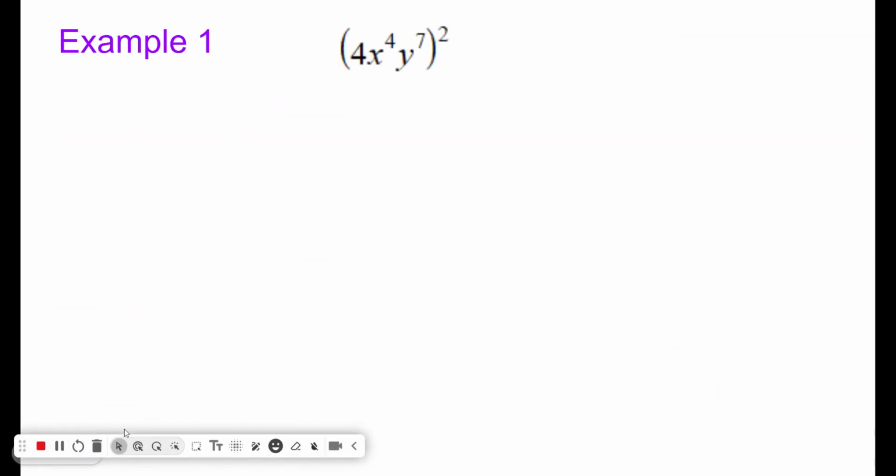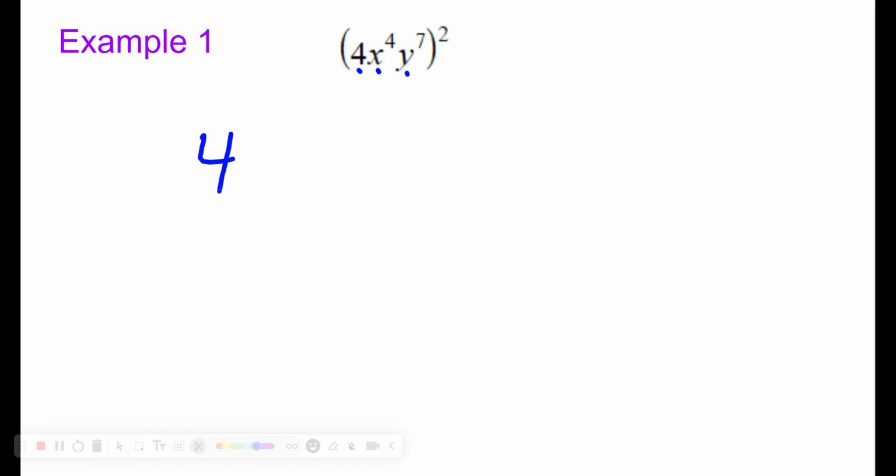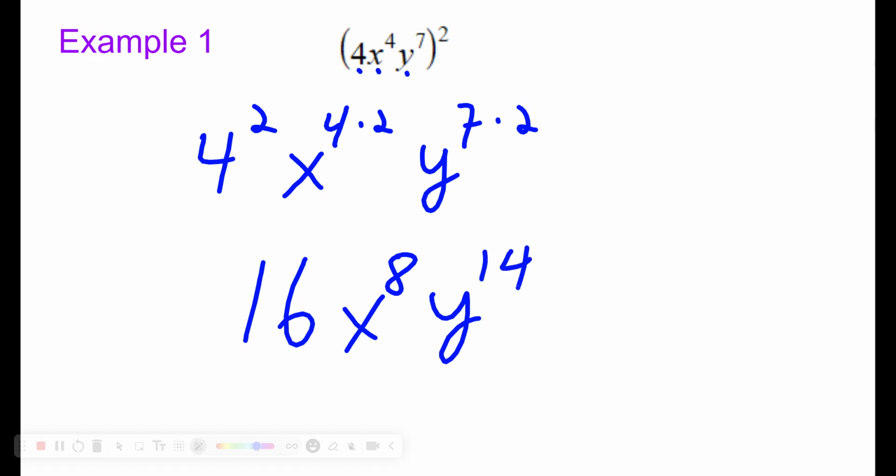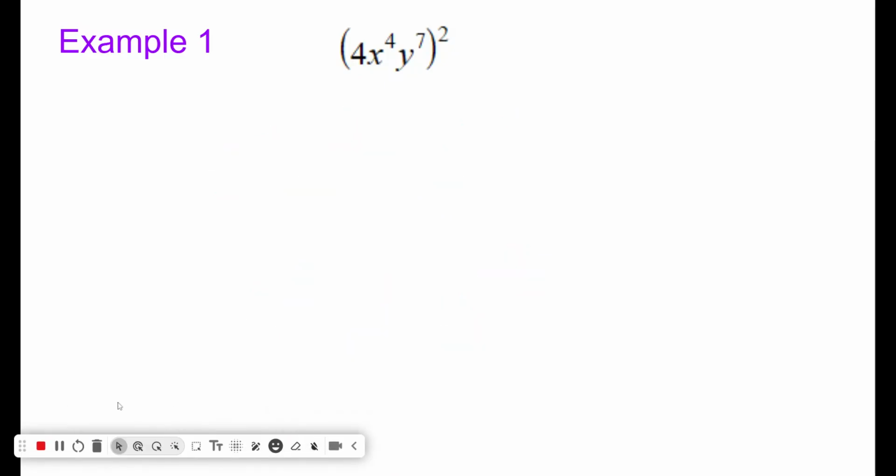Example 1. We have here 4 times x to the 4th times y to the 7th, and all of that is being squared. So each of these terms is going to be squared, so we get 4 squared. If x to the 4th is being squared, it's going to be times 2. y to the 7th is going to be times 2 as well. 4 squared is 16. x to the 4 times 2, 8th power. y to the 7 times 2, 14th power. Good. And let's head to example 2.